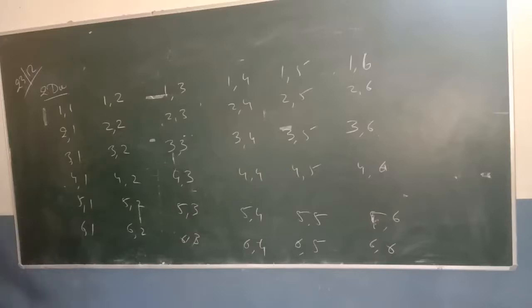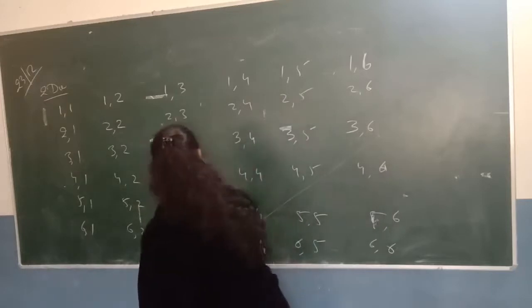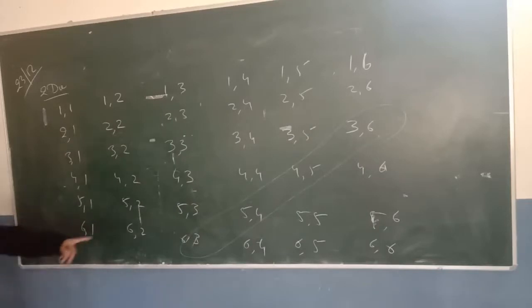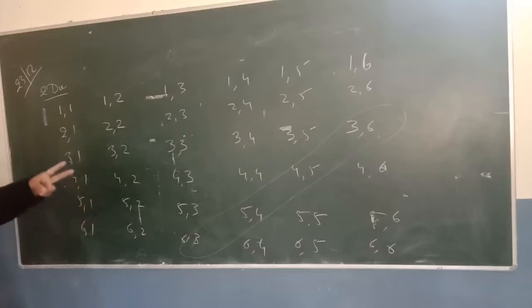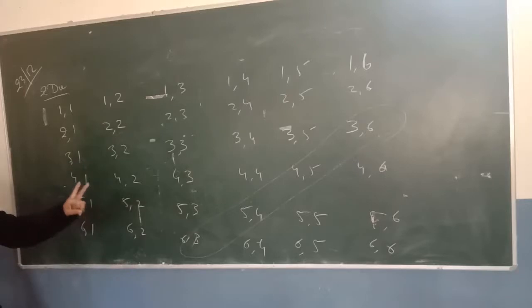What are the favorable outcomes here? 6, 3. 4, yes. 5, 4. Yes. So this diagonal, the sum of these numbers is 9. So these are the 4 numbers which have the sum 9. So the probability of getting the sum of 9 is 4 upon 36. Please start on this question. Probability of getting the sum as 9 on both the dice.